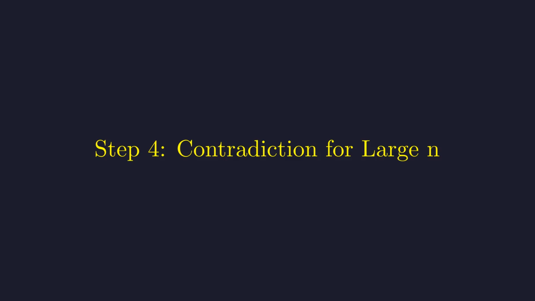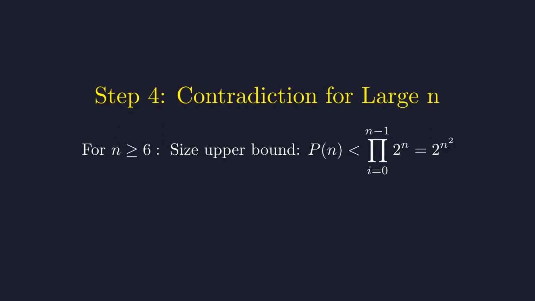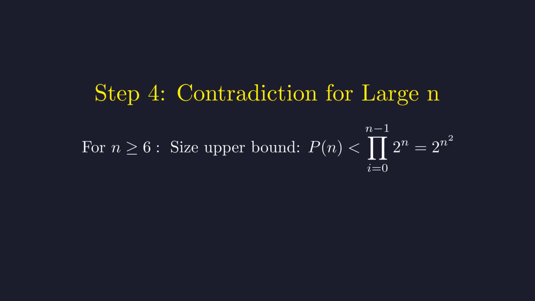Now, for all values of n that are 6 or greater, we will prove that no solutions exist by deriving a direct contradiction. First, let's establish an upper bound for p of n. Since each of the n factors in its definition is less than 2 to the power of n, their product must be less than 2 to the power of n, raised to the power of n, which is 2 to the power of n squared.